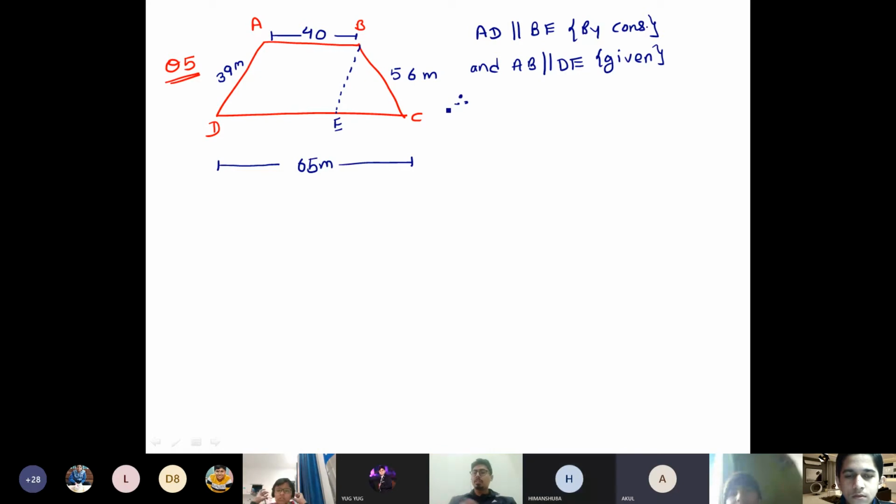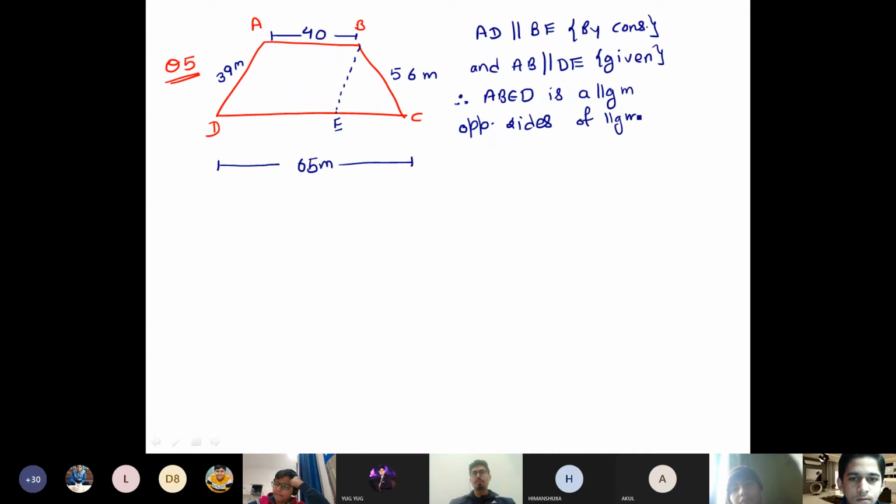Therefore, see, in a quadrilateral, students, if the opposite lines are parallel, then can I say that it is a parallelogram? Therefore, I can say that ABED is a parallelogram. And students, we know that opposite sides of a parallelogram are equal. Opposite sides of a parallelogram are equal. We know this thing.